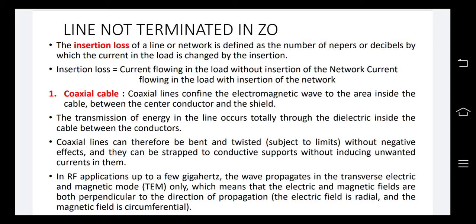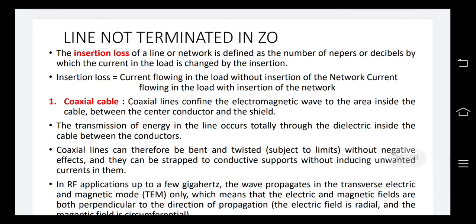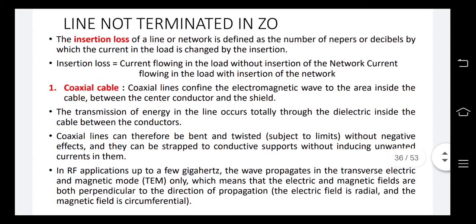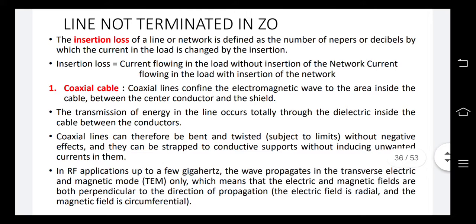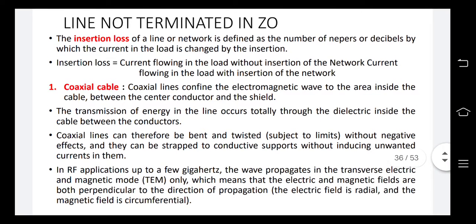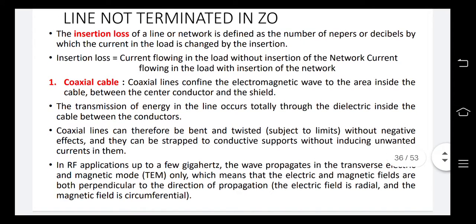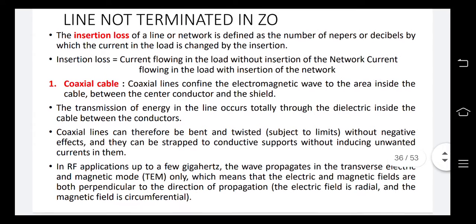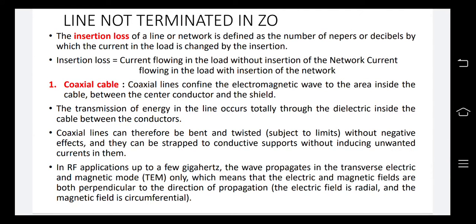So, coaxial cable: the coaxial lines confine the electromagnetic wave to the area inside the cable between the center conductor and the shield. The transmission of energy in the line occurs totally through the dielectric inside the cable between these conductors. The coaxial lines can therefore be bent and twisted without negative effects, and they can be strapped to conductive supports without inducing unwanted currents in them.